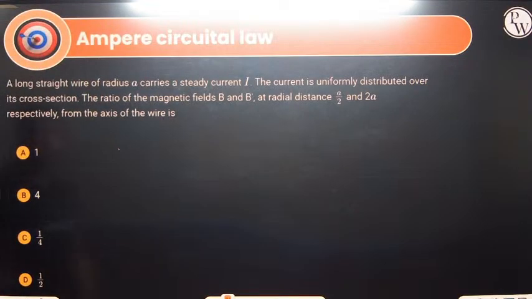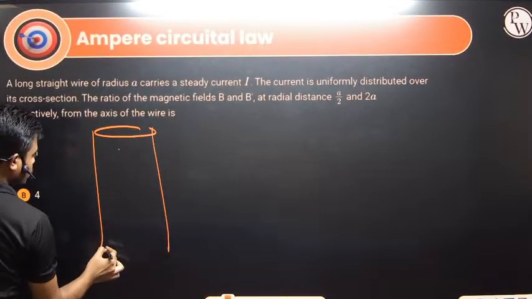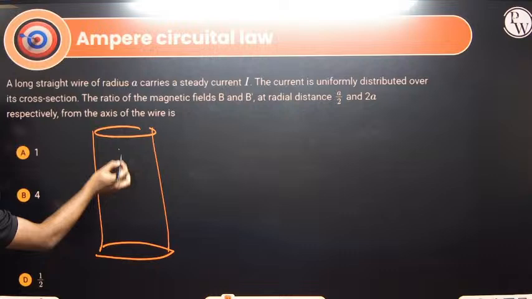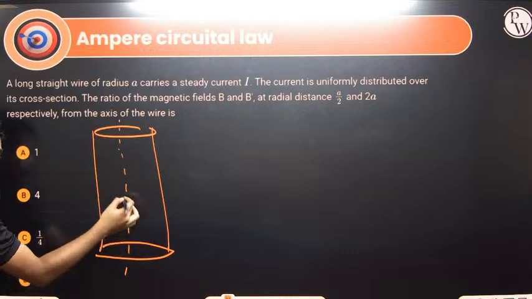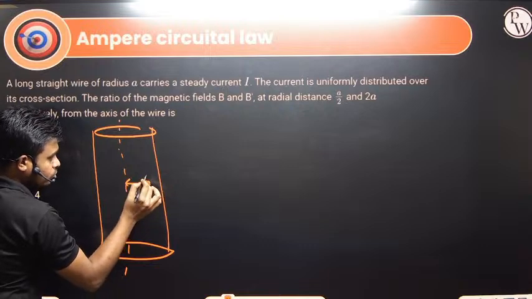Next, we have a long straight wire of radius a carrying a steady current I. The current is uniformly distributed over its cross section. Find the ratio of the magnetic field B and B dash at the radial distances a by 2 and 2a respectively. From the axis, if I go to the point a by 2, is this point inside or outside? This point will be inside.